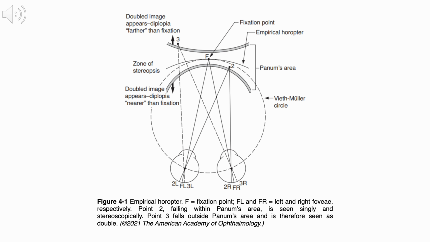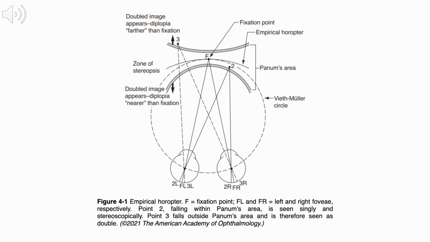Around that line is a small cushion called Panum's area. As long as an object falls inside that cushion, your brain can still merge the two eye images into one, even if they're not perfectly matched. That's also where depth perception, or stereopsis, lives.